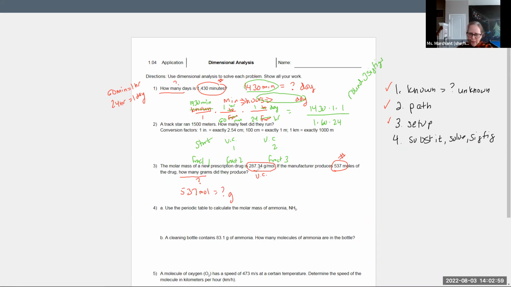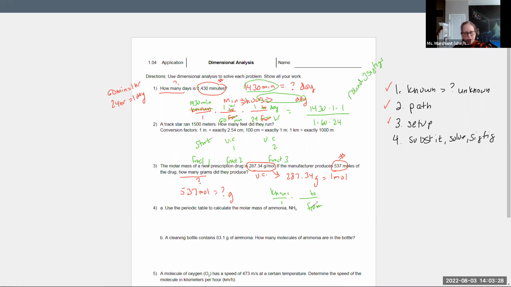We're going from moles to grams. So our unit conversion is that 287.34 grams per mole. Now that one doesn't look like it's a conversion. Let's rewrite it so it is: 287.34 grams equals 1 mole. Then maybe it's in a little bit better format for you to see. And set up our equation, known over 1. And then from goes on the bottom, 2 goes on the top.